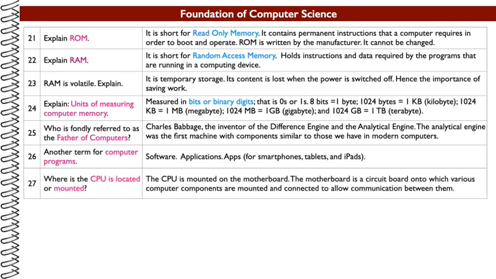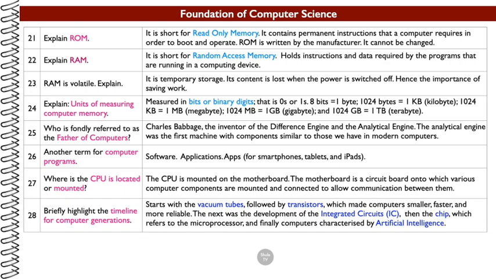Where is the CPU located or mounted? The CPU is mounted on the motherboard. The motherboard is a circuit board onto which various computer components are mounted and connected to allow communication between them.